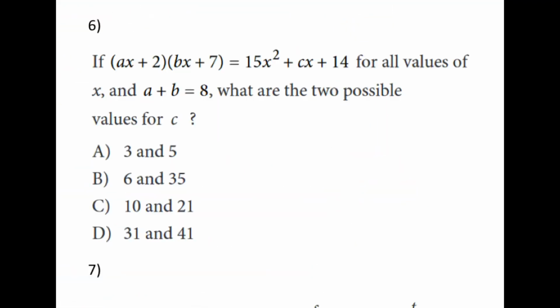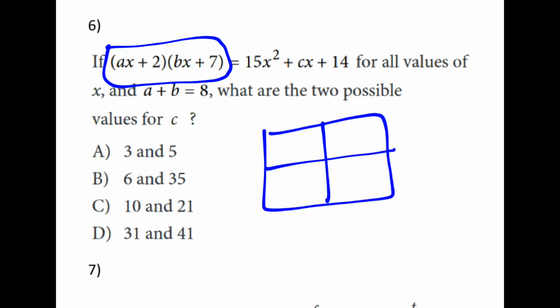Number 6 is a quadratic problem, and it involves several different steps that really make you think. The first step is to expand the multiplication of these binomials. You could do so using the FOIL method. I prefer the box method. For the box method, you would take your terms ax plus 2 and bx plus 7 and put them on the outside squares of a box, and then you multiply rows by columns.